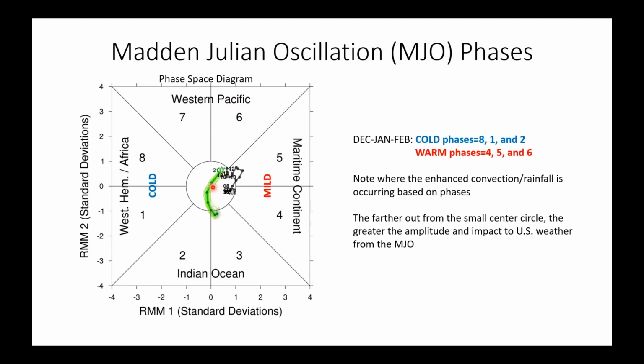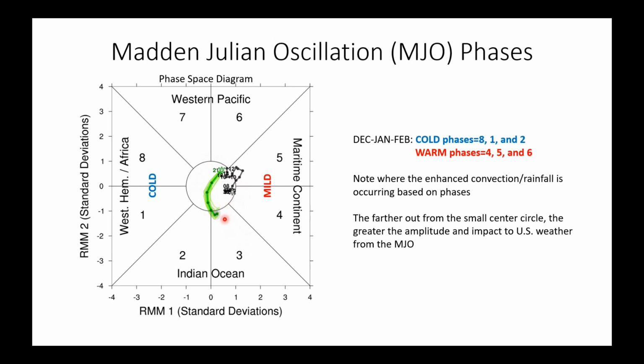Now, this green line here is going to represent the average of all the ensemble members. Let me just tell you what this small inner circle represents. Whenever the green line, the average of all the ensembles, whatever the forecast is, is within this smaller inner circle, I consider that to be the null phase, or minimal impact to U.S. weather. The amplitude is much greater when this forecast line is further out away from the smaller inner circle.